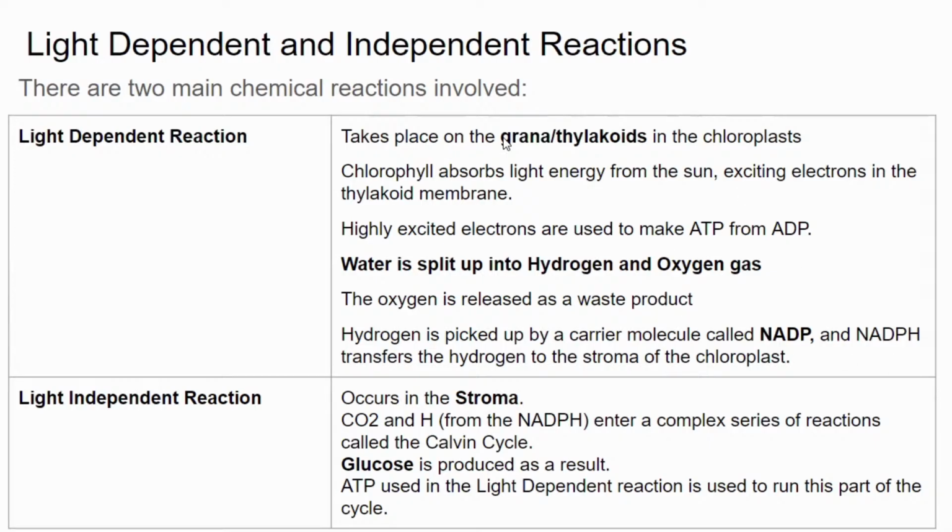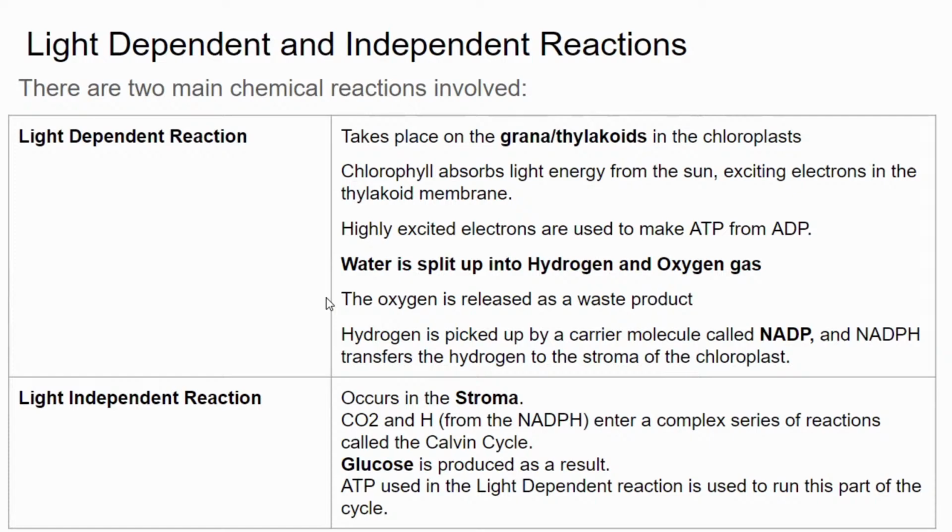This takes place on the grana. Those are the green parts of the chloroplast that contain chlorophyll. The chlorophyll pigment absorbs light energy from the sun, which excites electrons in the thylakoid membrane. Remember that membrane, the thylakoid, the stacks of grana, has lots and lots of surface area. So those electrons become highly excited, and they are passed backwards and forwards through those membranes and used to make ATP from ADP. So again, we're recharging those flat ADP batteries and charging them up to be ATP.